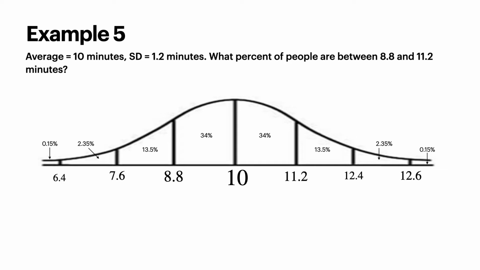So an average of 10 minutes, 1.2 minutes, what is the percent of people that are between 8.8 and 11.2? So what do you think the probability of being between 8.8 and 11.2 is? Well, that would be the 34 plus 34, 68%.